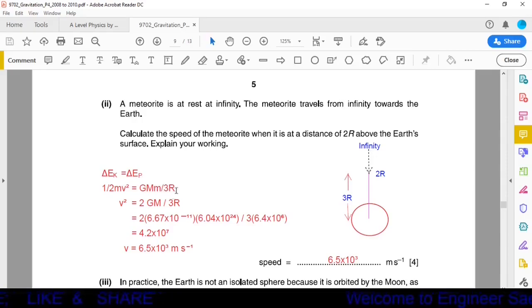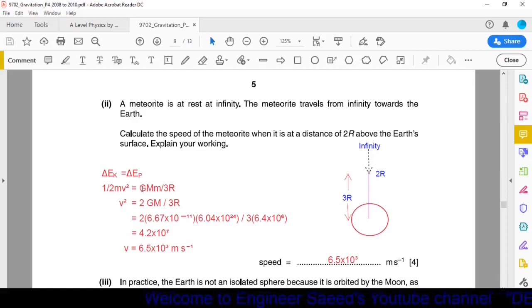In place of r, we have taken here 3r. Why we have taken 3r? Because the distance from the center of the earth to the point where we have to calculate the velocity is equal to 3r. Here it is given the distance is 2r from surface of the earth. From surface of the earth to this point, the distance is 2r. But for gravitational potential, we have to consider the distance from center of the earth. So the value of the distance will be equal to 3r. That's why we have taken 3r here.